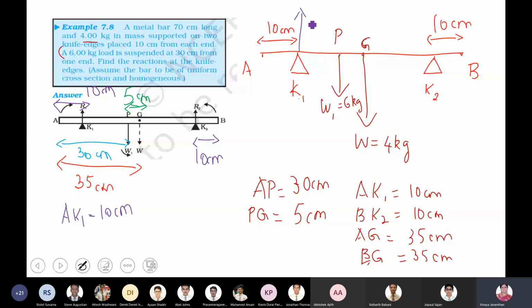In the same way, the metallic rod is on the knife edge K2. So the metallic rod is exerting a force on K2. So K2 will exert an equal amount of force in the opposite direction, that is R2. So is the diagram now clear for all of you? Is the diagram clear? Yes, ma'am.